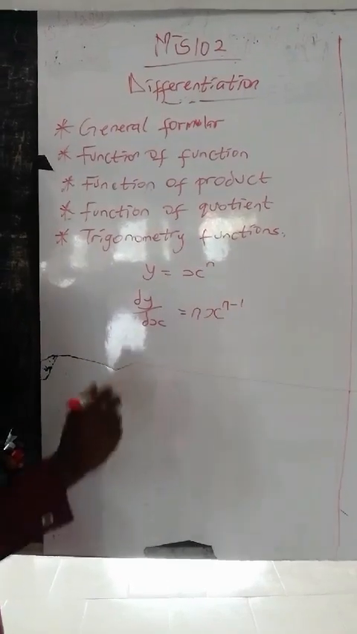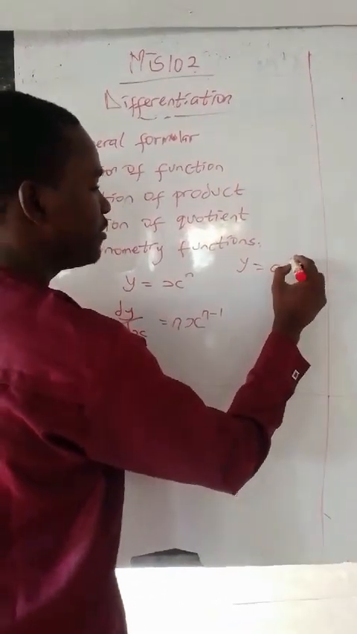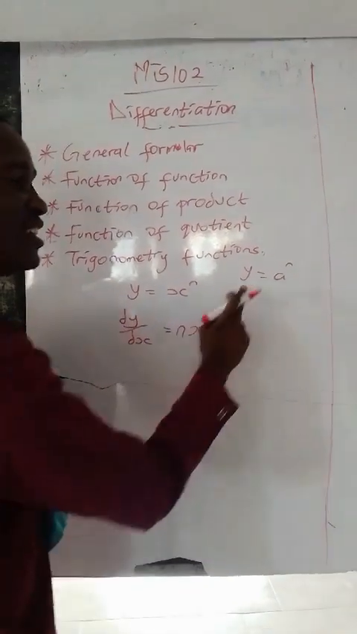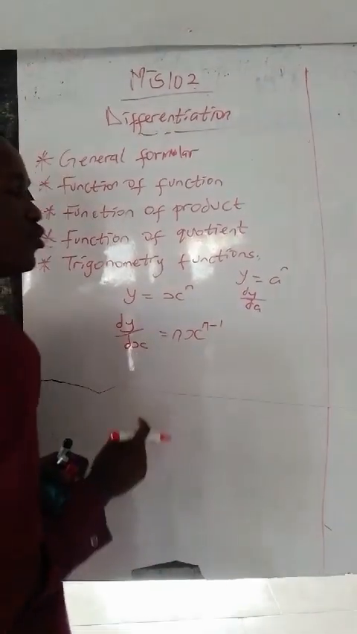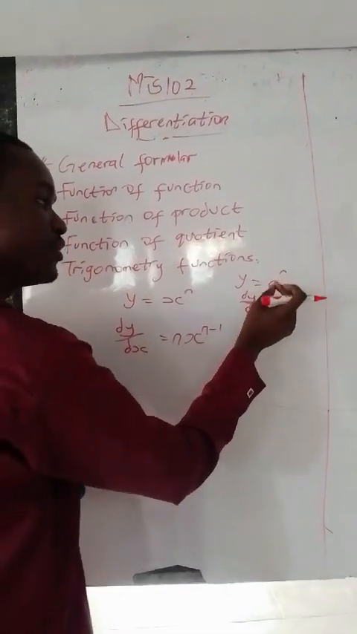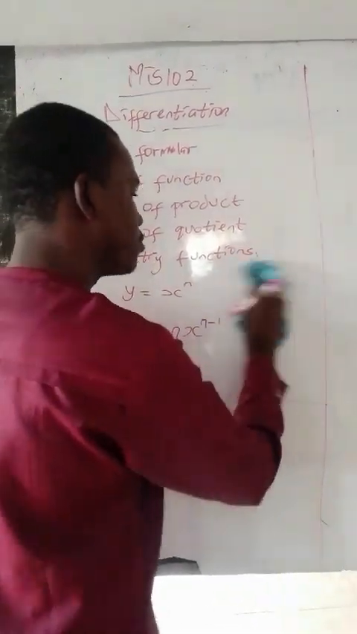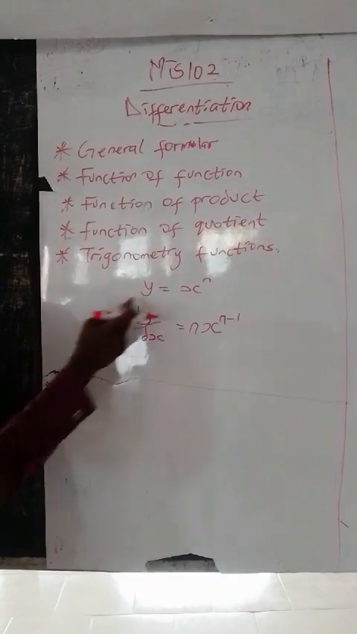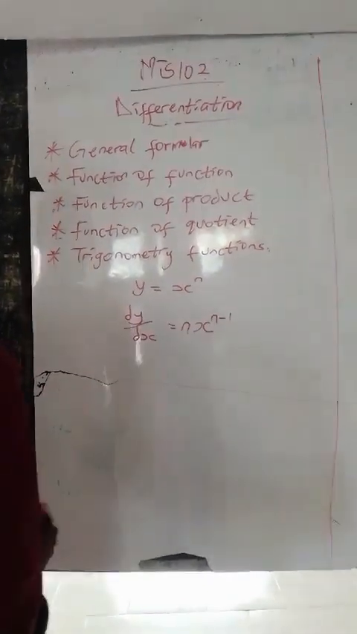So, what am I saying? Let's assume they say y equals a raised to power n. This differentiation is going to be dy over da. It will no longer be dy over dx, because the letter you are differentiating with on the right hand side is letter a. I hope you understand that. So now, the general formula is what? nx raised to power what? n minus 1.